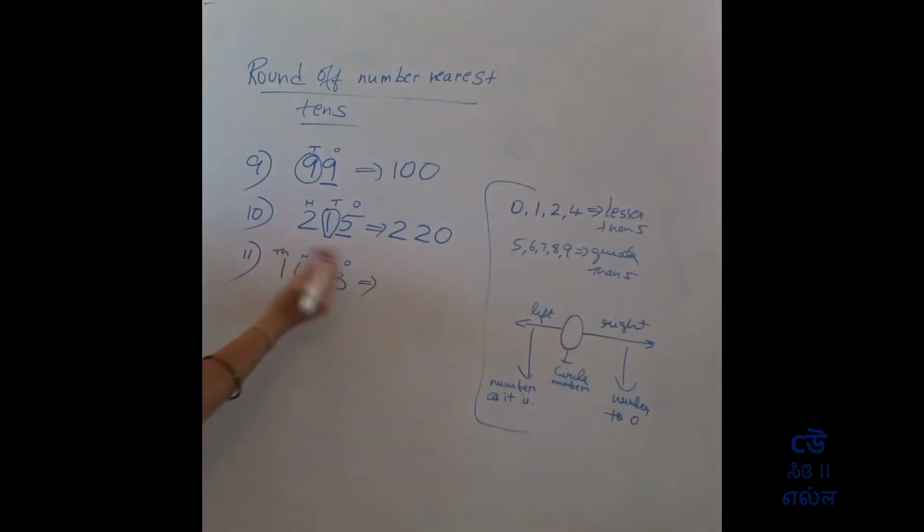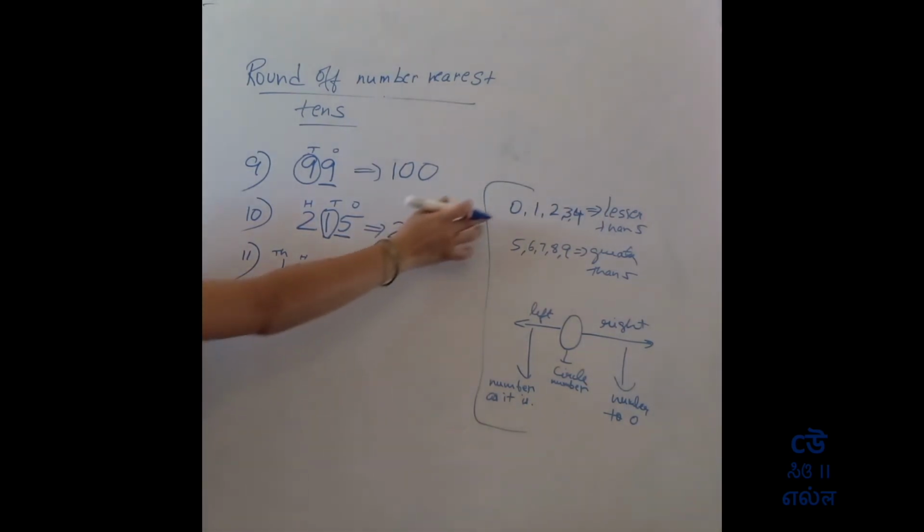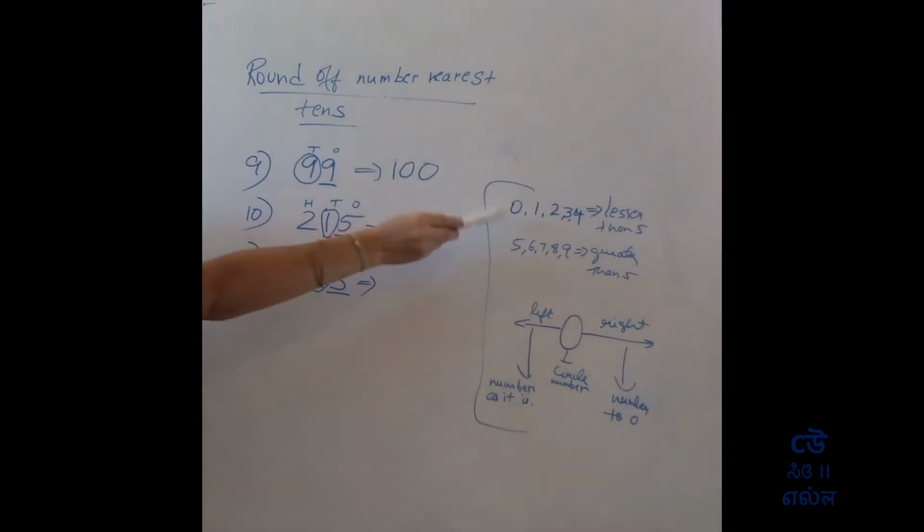Next, consider the right side of the tens place, that is the ones place. So see the number in the ones place, we have 3. So is 3 less than 5 or greater than 5, children? 3 is lesser than 5. So if it is lesser than 5, we have to not change any value in the tens place. So the tens place value will be as it is.